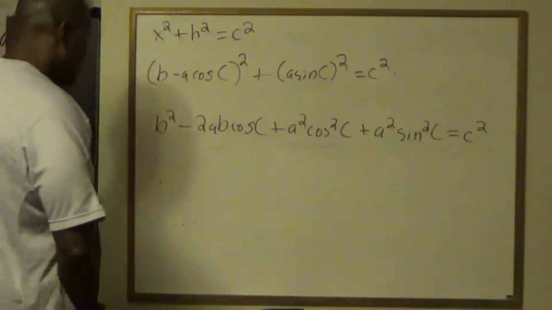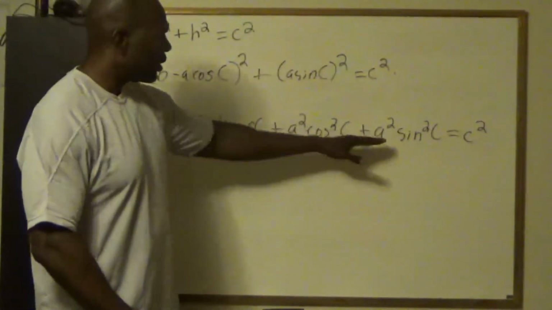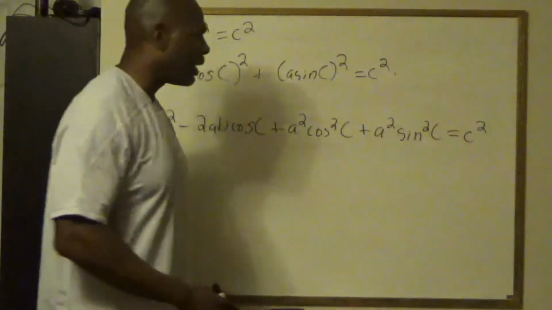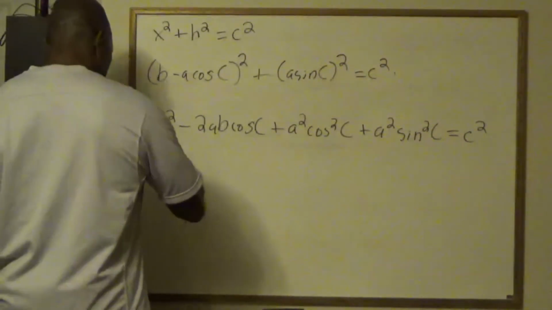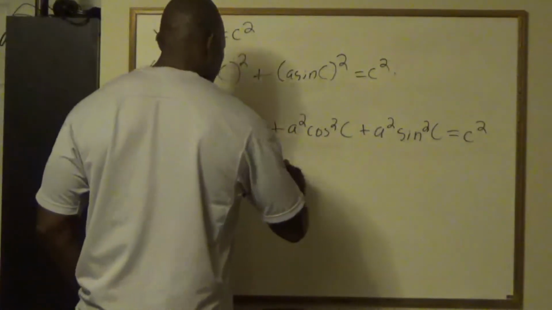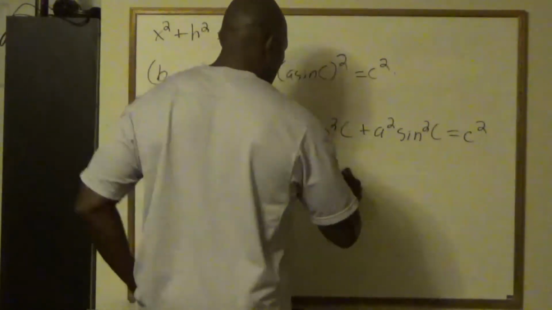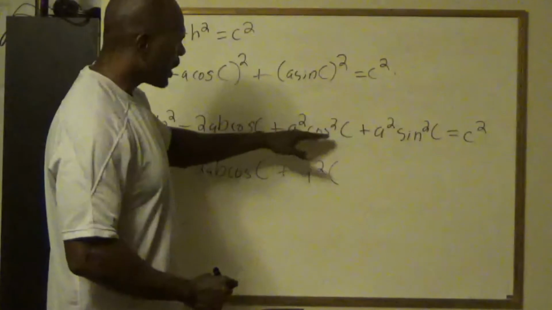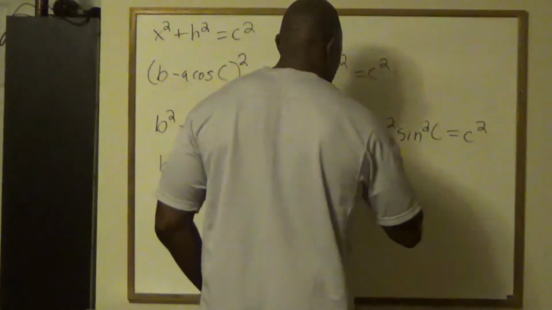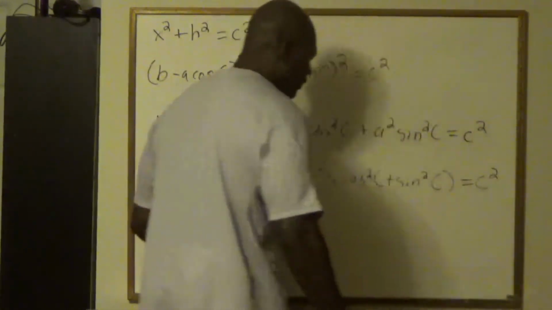Okay, so now let's see what we have. Here you may notice that both of these terms have an a squared in them. So I would like to factor the a squared out to see something that happens. So I'm not going to change anything here: b squared minus 2ab cosine c. And again, on these next two terms, I'm going to factor out an a squared. And when I factor out the a squared, I'm left with cosine squared c plus sine squared c. And all that equals c squared.